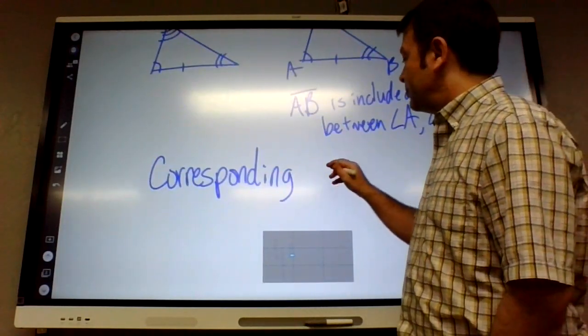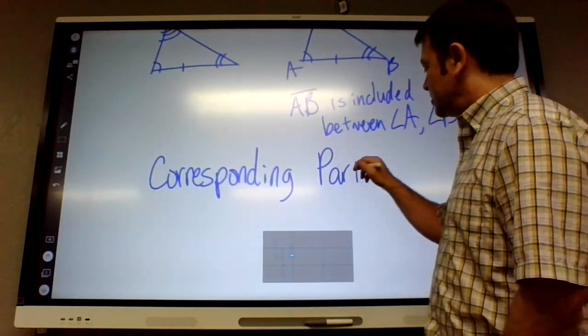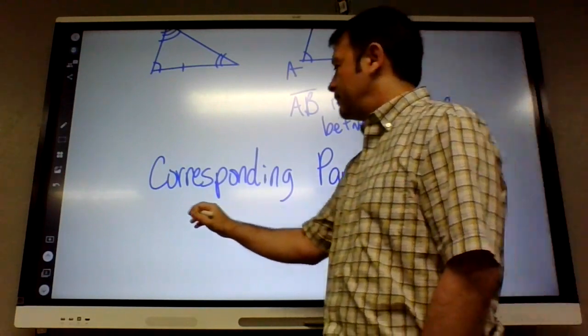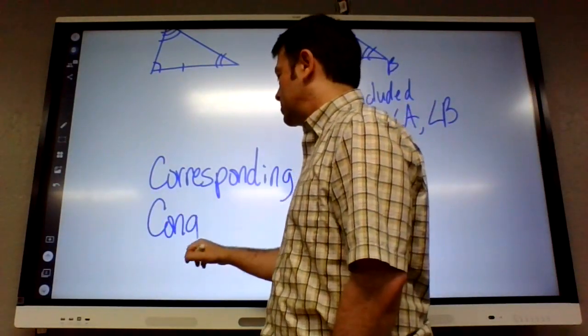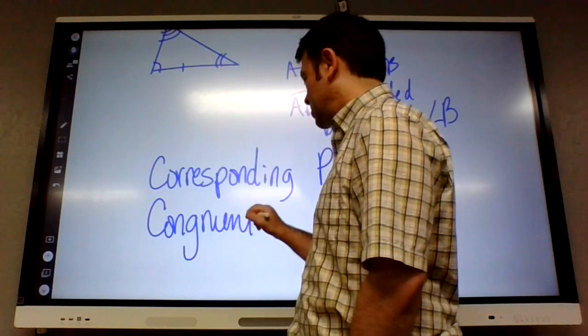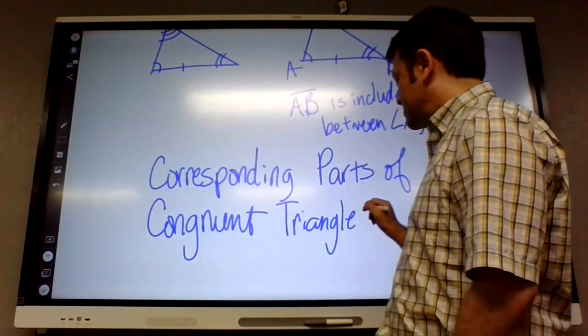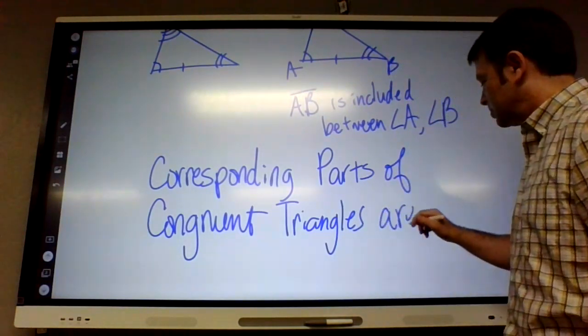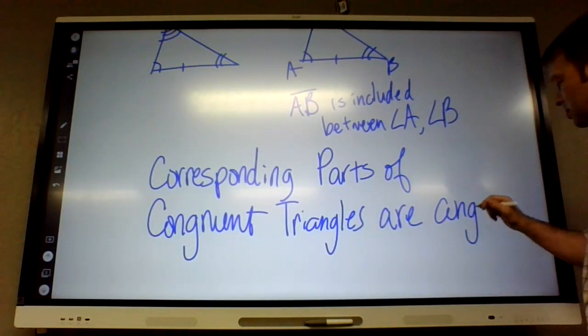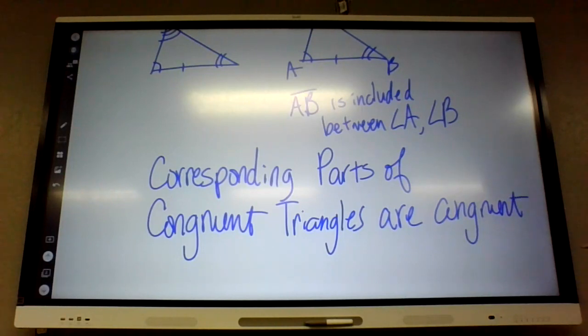I'm going to write this down. It's kind of a big mouthful. Corresponding parts of congruent triangles are themselves congruent.